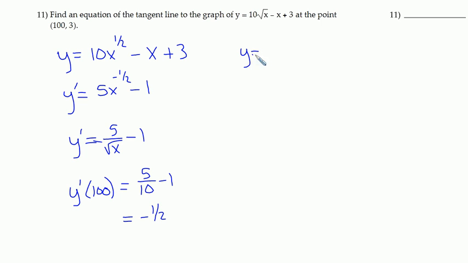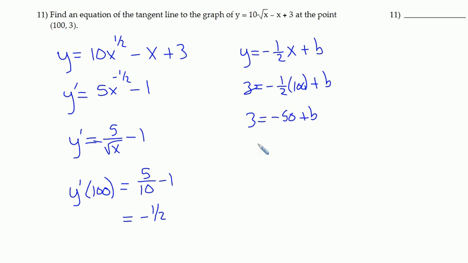So y equals -1/2 x plus some unknown intercept b. Let's plug in our point. X is 100 when y is 3. -1/2 times 100 plus b. 3 equals -50 plus b, so b is 53. So our equation is y equals -1/2 x plus 53. And that's it for this concept exam review.